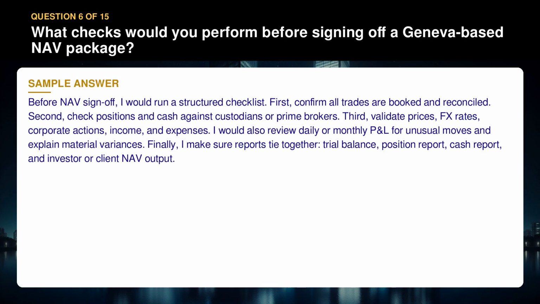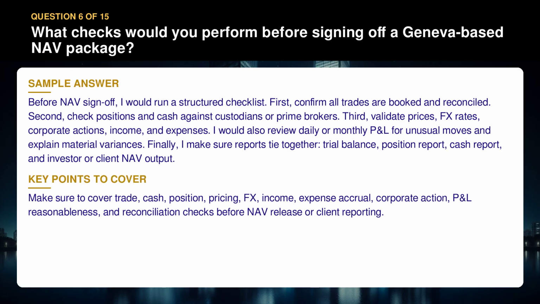I would also review daily or monthly profit and loss for unusual moves and explain material variances. Finally, I make sure reports tie together: trial balance, position report, cash report, and investor or client NAV output. Make sure to cover trade, cash, position, pricing, FX, income, expense accrual, corporate action, profit and loss reasonableness, and reconciliation checks before NAV release or client reporting.